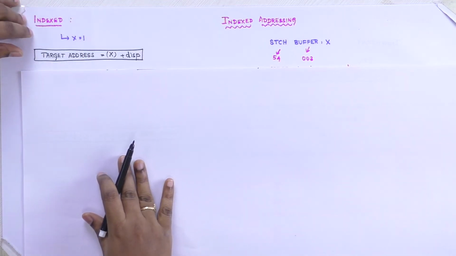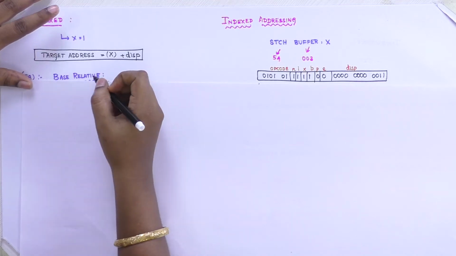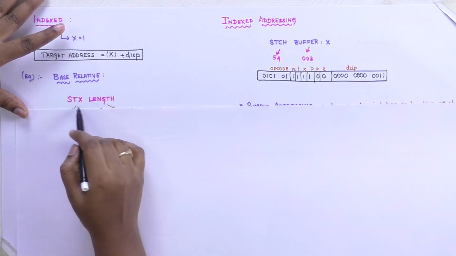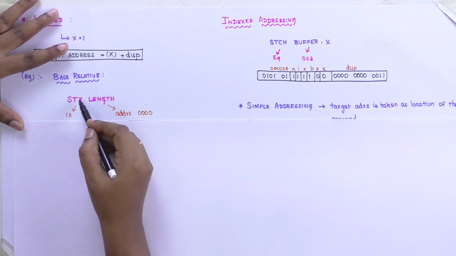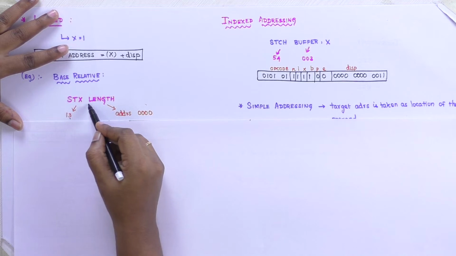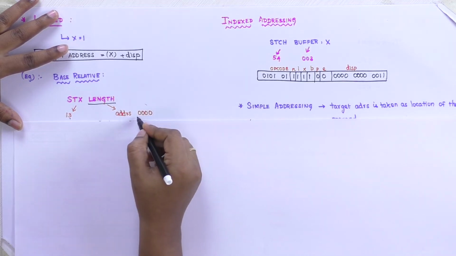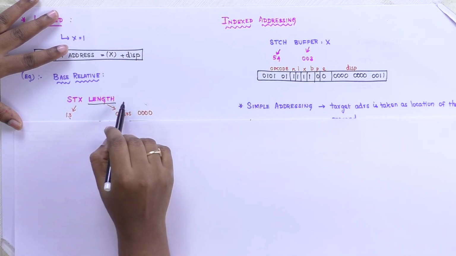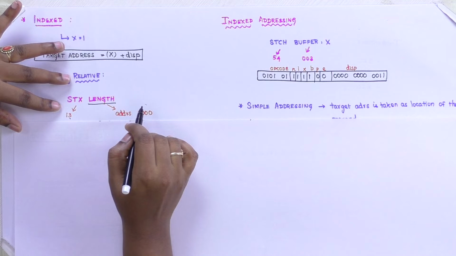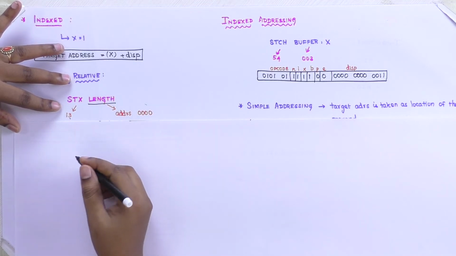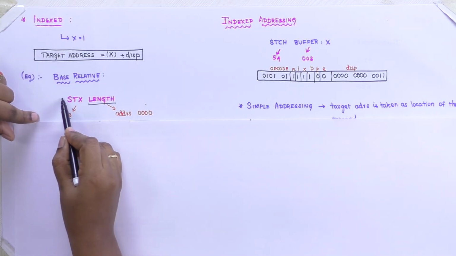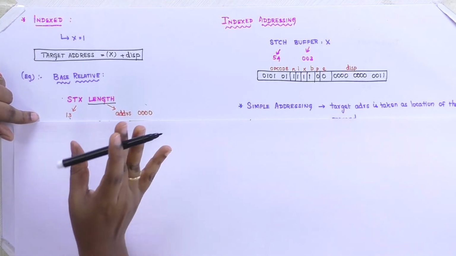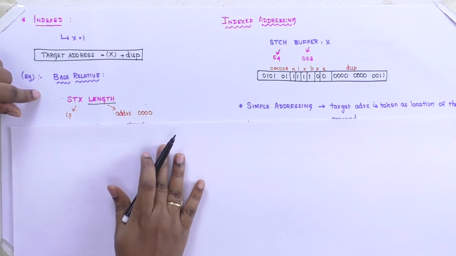Now let us see an example for each of these. Base relative addressing mode. The example instruction is STX LENGTH. The opcode for STX is 13 and the label LENGTH is stored in the address 0000. So how will we write this instruction? We will write this instruction in either format 3 or format 4. Since the plus sign is not in this instruction, it belongs to format 3 layout. So we will write this instruction in format 3 layout.